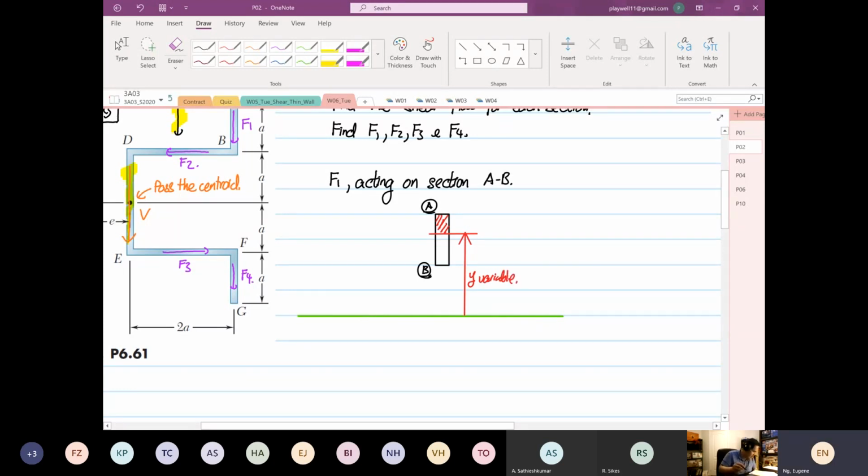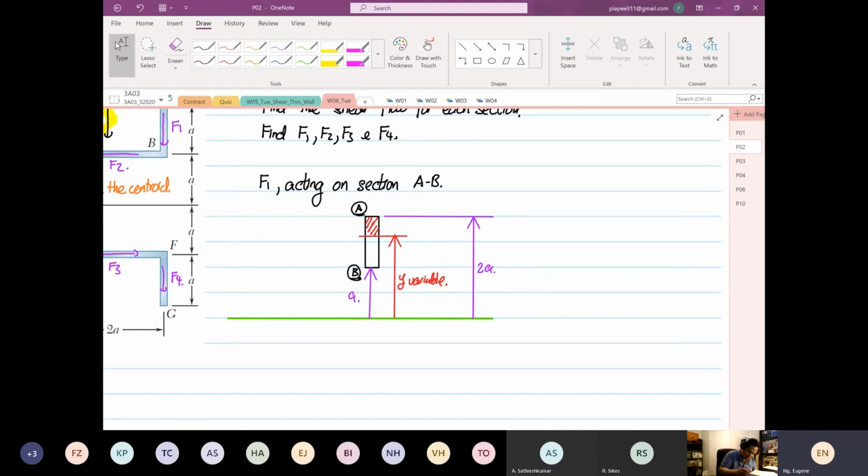We know this distance is equal to 2a, and the distance from here to here is equal to a. So we're going to find our first moment of area.